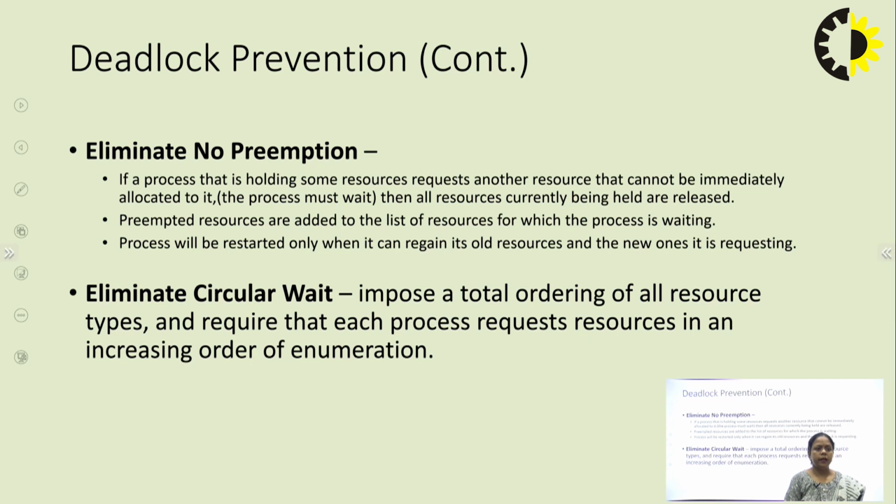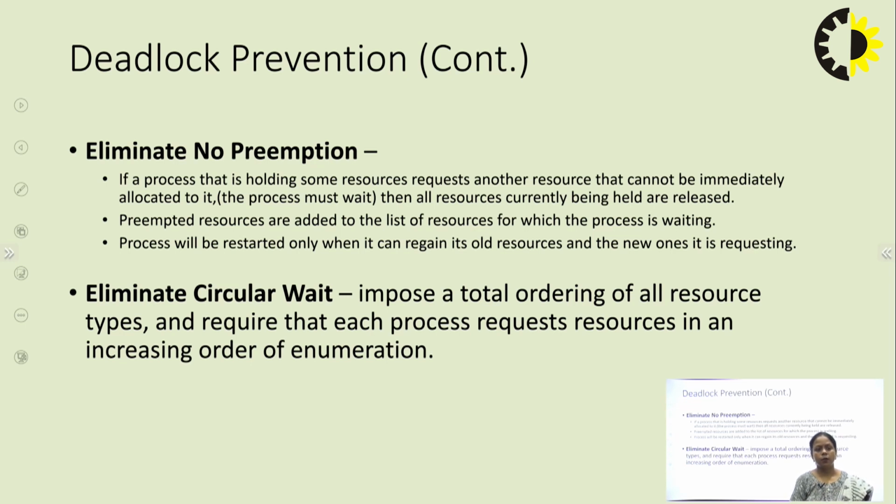So in this case, we are trying to preempt the resources so that there is no deadlock. If preemption is possible here, it means the resources can be released forcefully, so that they can be assigned to other processes. That's why we try to eliminate the no preemption condition.